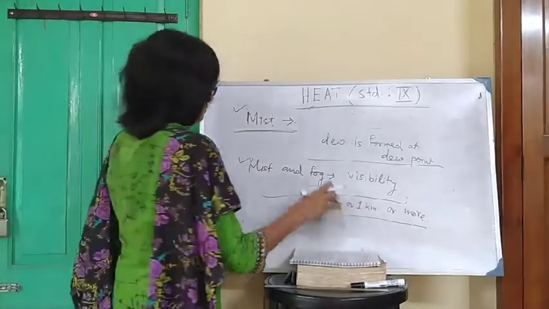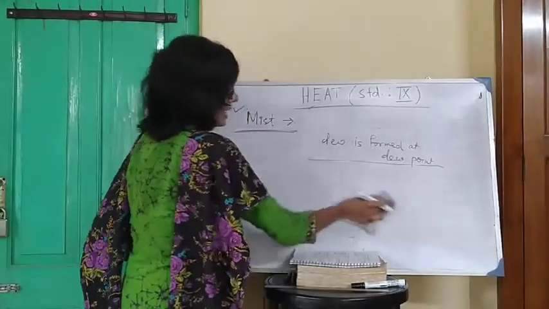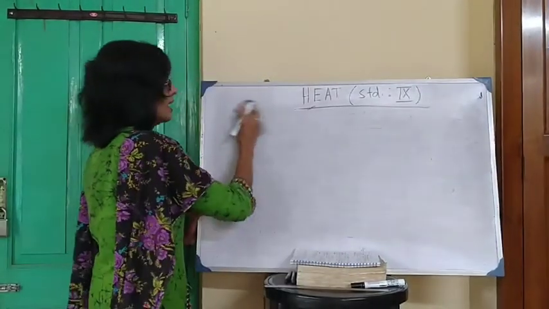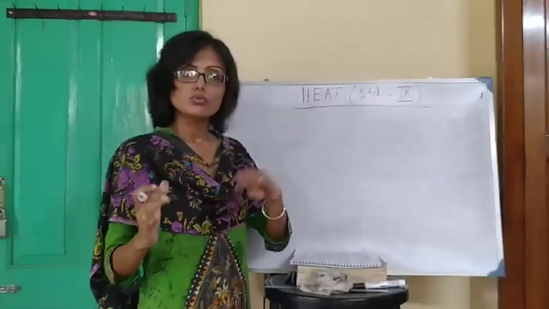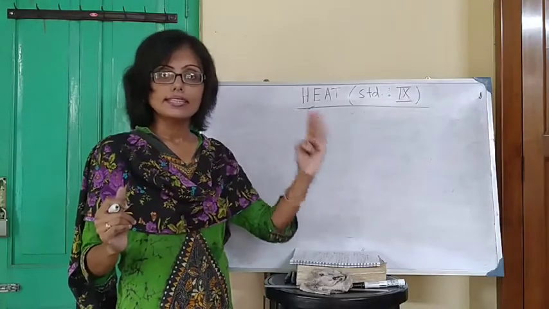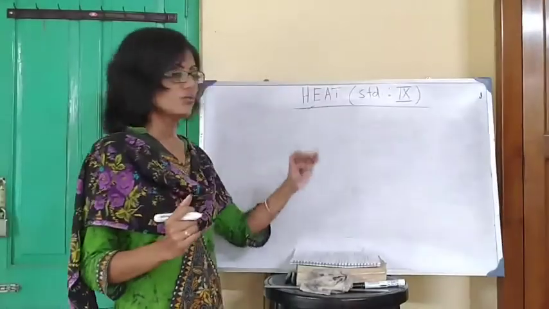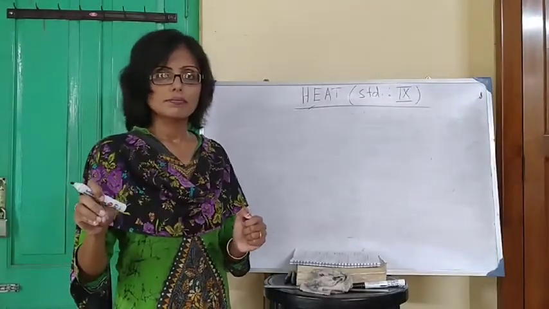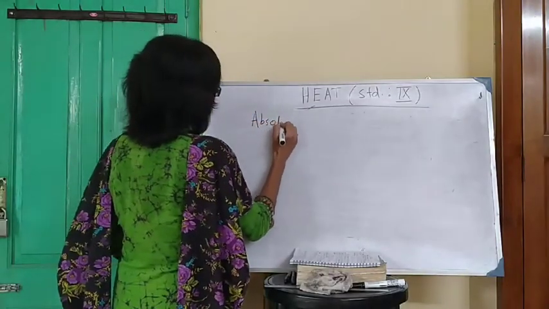Okay, another important thing, dew is formed only at night, not in the evening and not in the daytime. Why? Because Earth's surface takes a long time to radiate the heat energy by the method of radiation, and then the dew point is reached, and when the dew point is reached, dew is formed near the surface of Earth or on the grass. Clear?